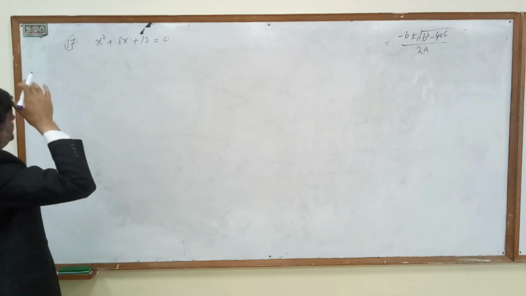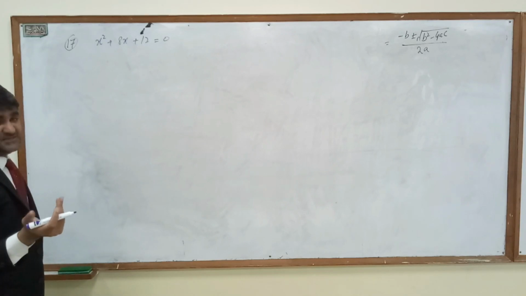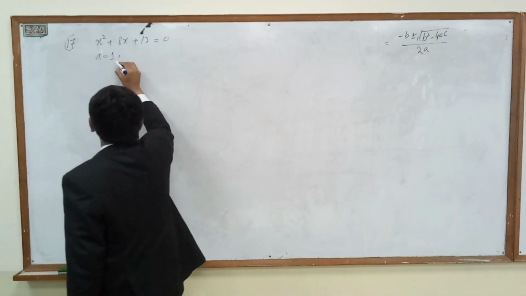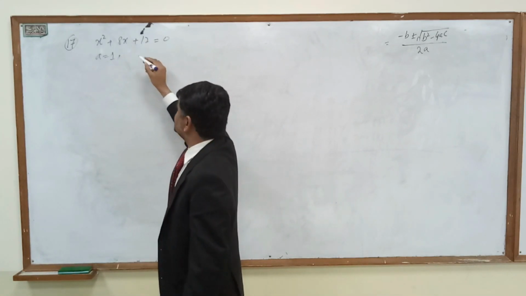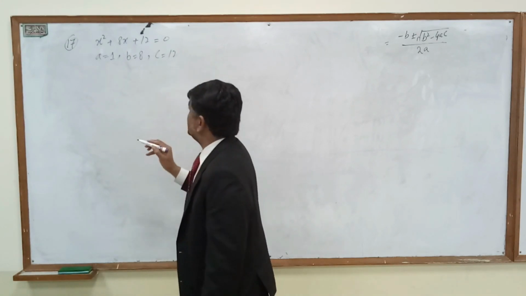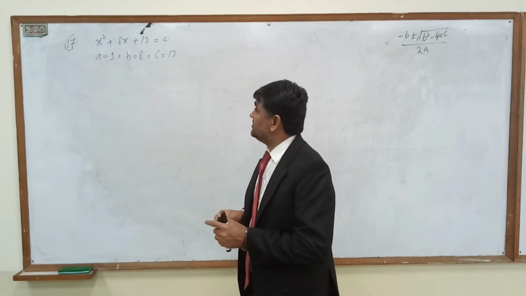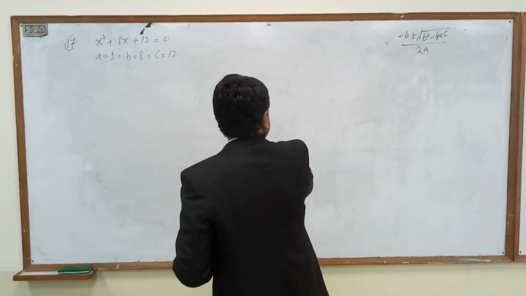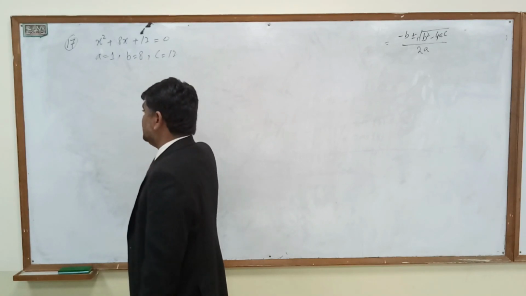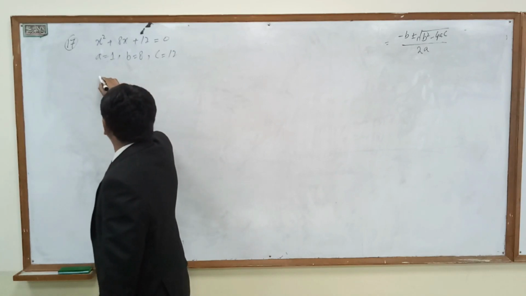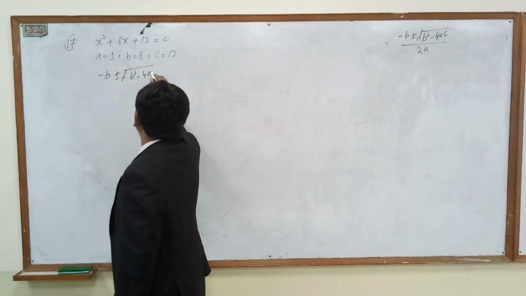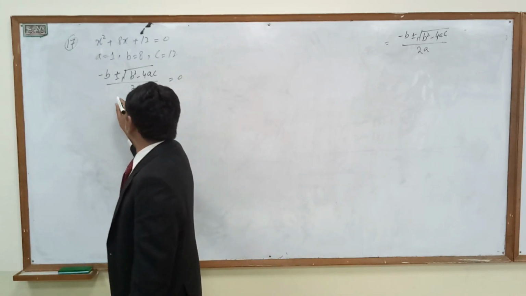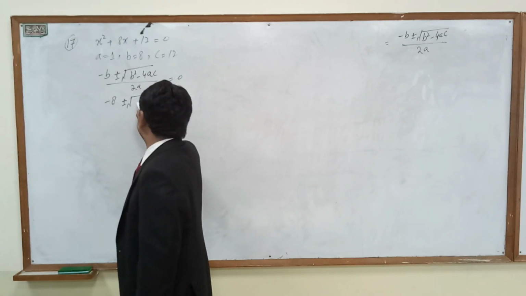Here we know what the value of a, b and c is. The coefficient of the variable with power 2 is denoted by a. The coefficient of the variable with power 1 is denoted by b, and c is the constant, which has the value 12. So we have the formula, the quadratic formula: minus b plus minus the square root of b square minus 4ac, divided by 2a. We can place the values here. What is b? 8. There will be minus 8 plus minus the square root of 8 square.